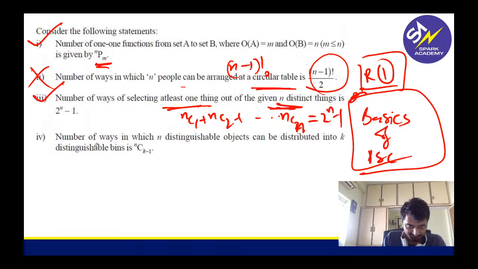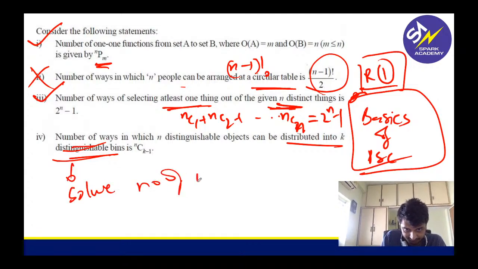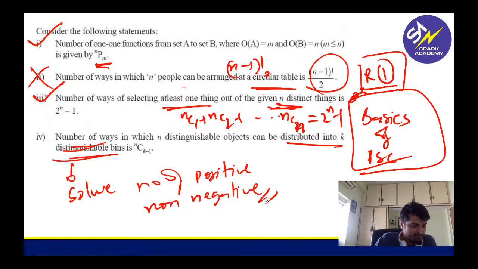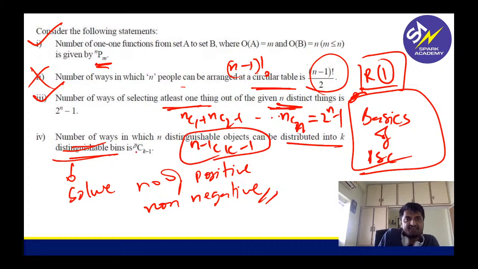Now arrangement in k bins. This is like solving for the number of positive solutions, non-negative solutions. If you refer to my permutations and combinations video, you will find this. So this is what? (n minus 1)C(k minus 1), right? But here it is given as nC(k minus 1). Wrong. So only the first and third statements are correct. So the options were like 1 and 3 are correct, 2 and 4 are false, whatever.